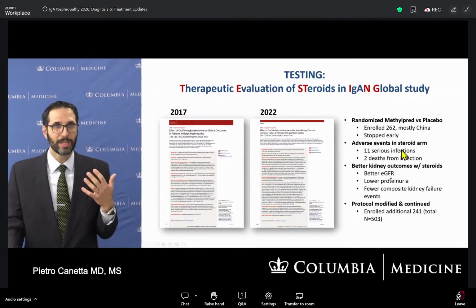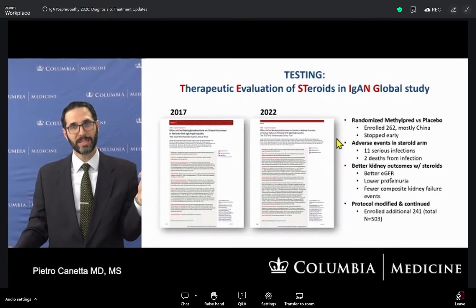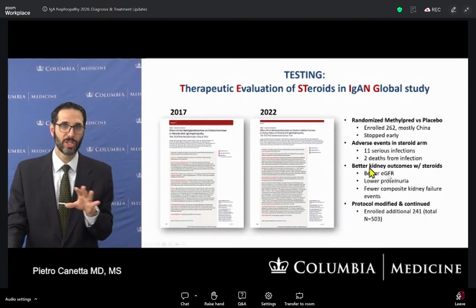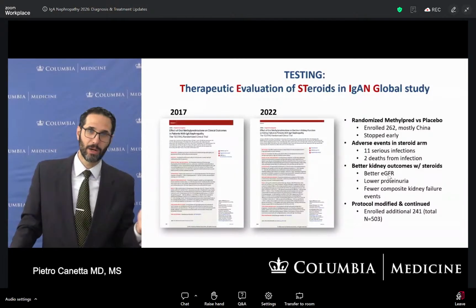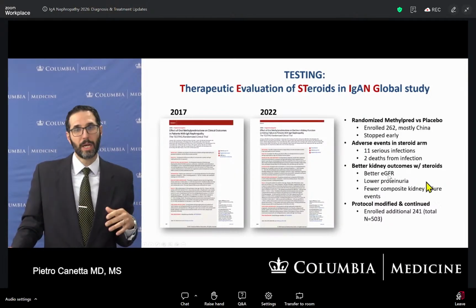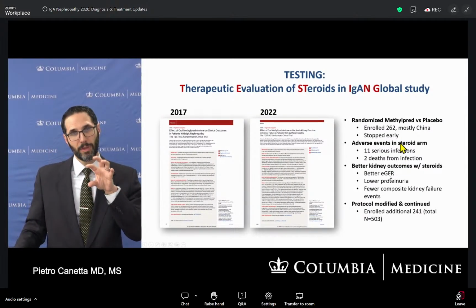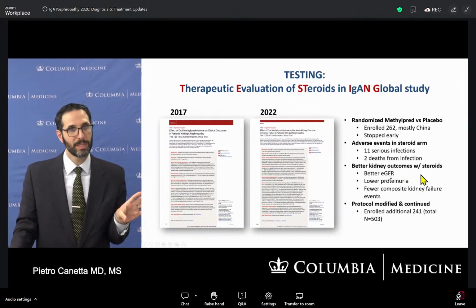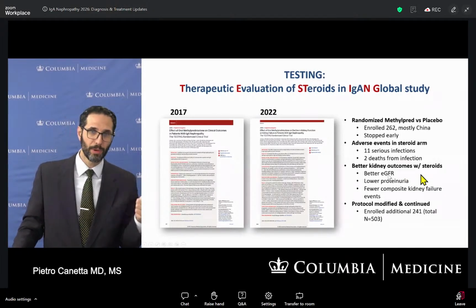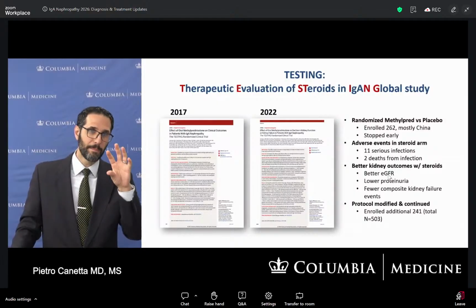And I alluded to this before, that the benefits come with costs, and this is the cost: 11 serious infections and 2 deaths in the steroid arm here, in people who have a kidney-limited disease and are usually otherwise healthy. So the study was stopped, but to the authors' credit, they analyzed the data and recognized that there were better kidney outcomes in the steroid group. There's better GFR, lower proteinuria, fewer composite kidney failure events. And so they modified the protocol.